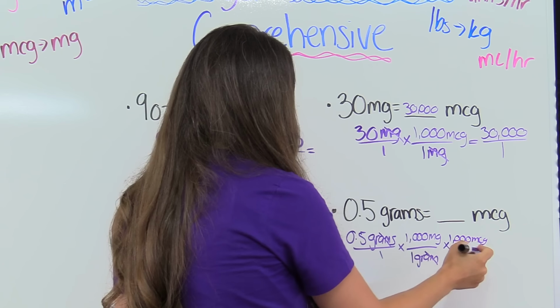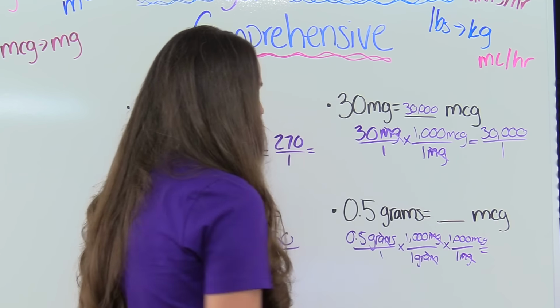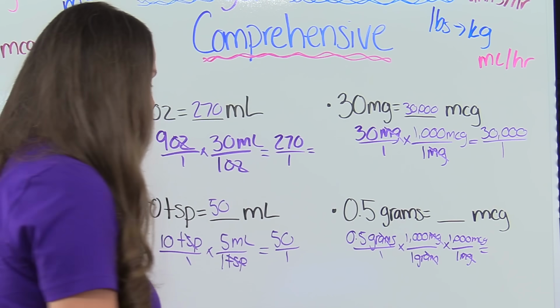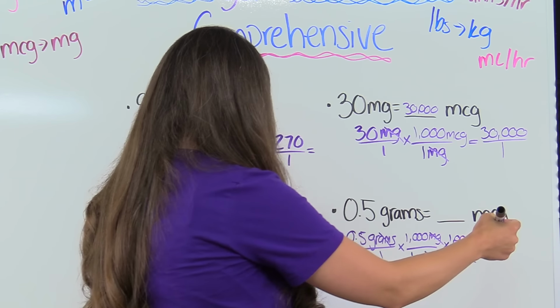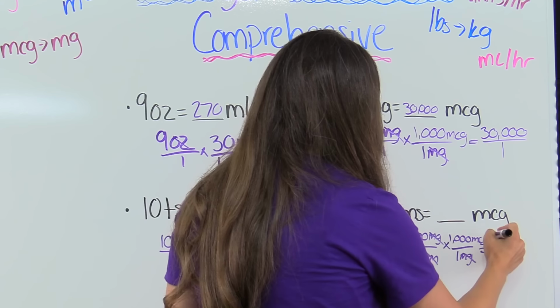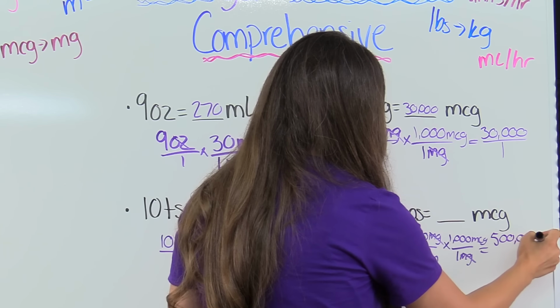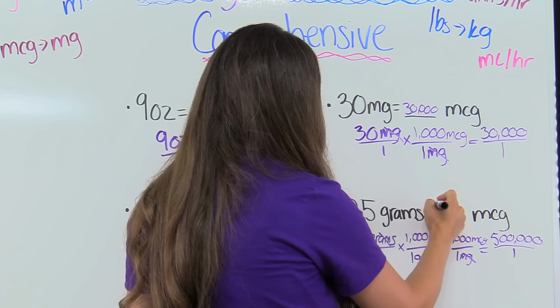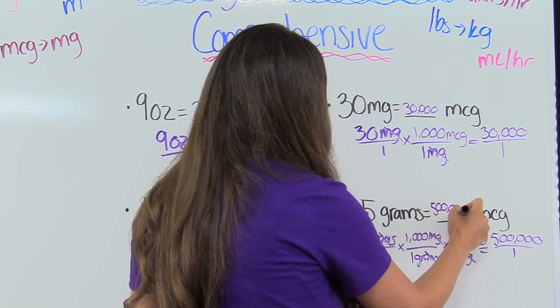So we have arrived. That's where we need to get, was micrograms. So milligrams cancels out over here. And so what we're going to do is we're going to multiply everything at the top and everything at the bottom. So 0.5 times 1,000 is 500,000. And then all of this multiplied together is 1. So our answer is 500,000 micrograms.